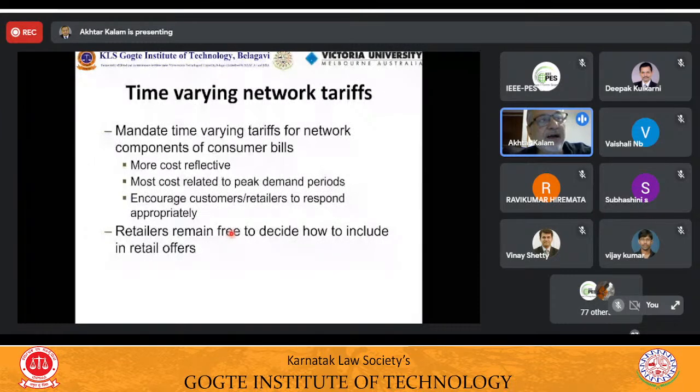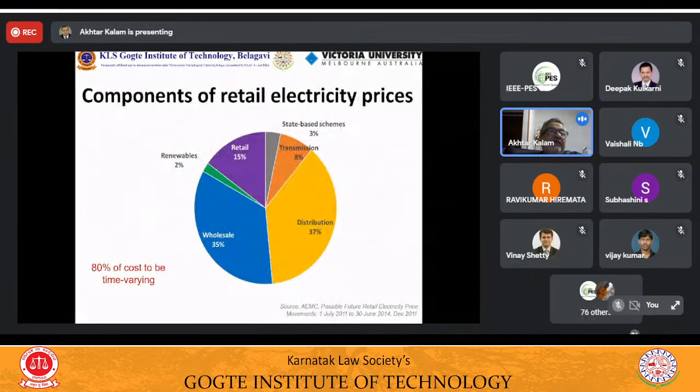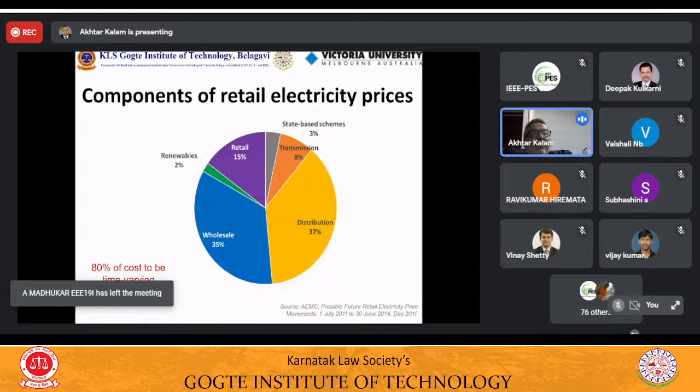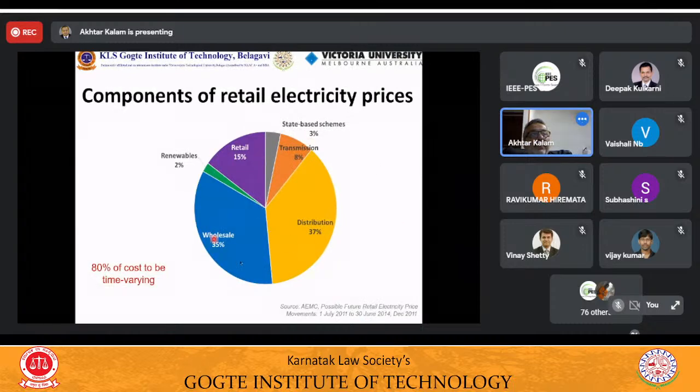Then the next thing: what are the components of electricity prices? 80% of that is time-varying, whether it is wholesale, distribution or retail. Okay, all of them is based on time. So you have to be very careful.